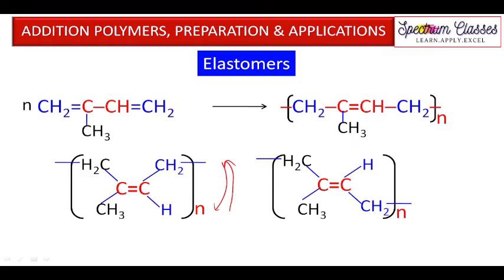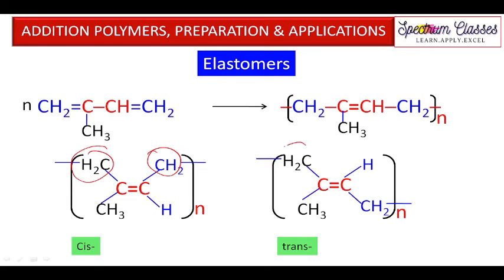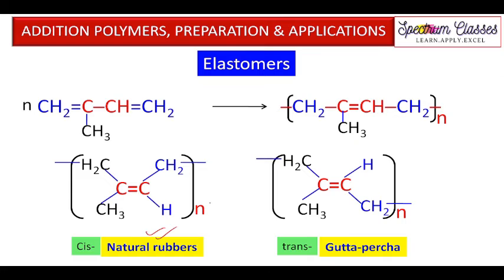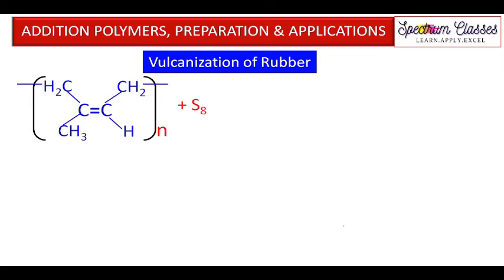So H is this side, CH2 single bond is this side. So what kind of these polymers are? This is cis, because CH2 CH2 both are on the same side. Here this is trans because CH2 CH2 are on opposite sides. So cis, trans. And now this cis isomer is known as natural rubber, whereas this trans isomer is known as gutta percha, right?